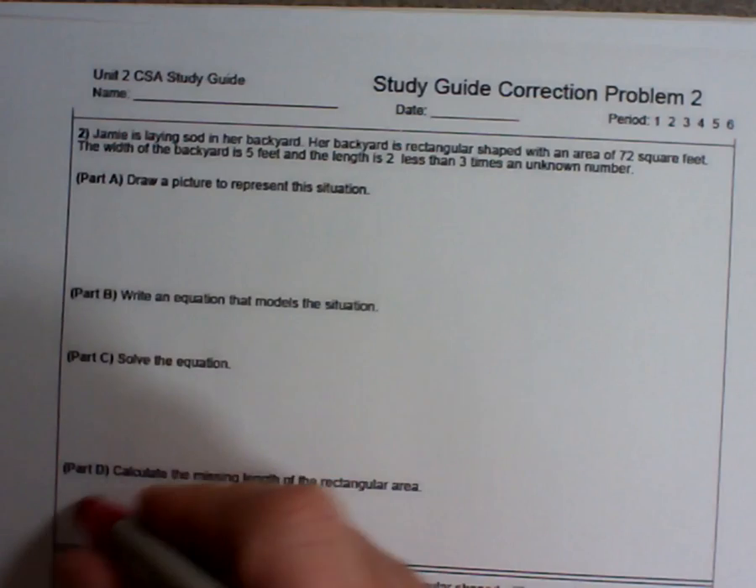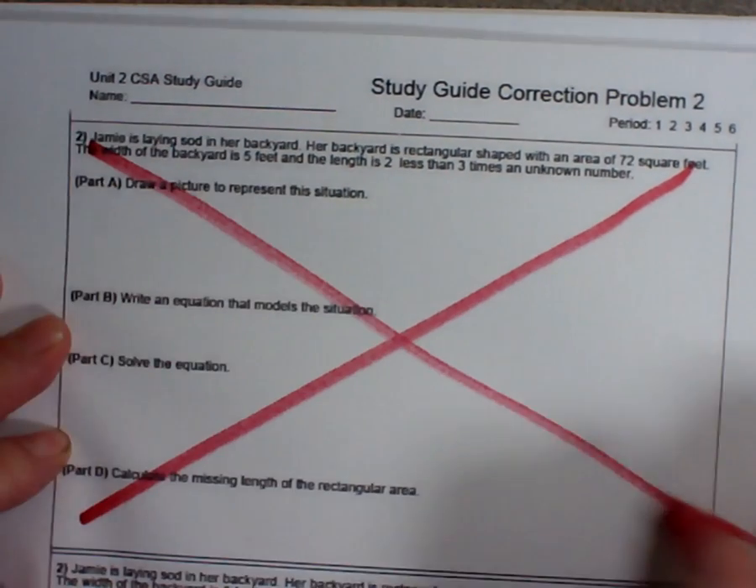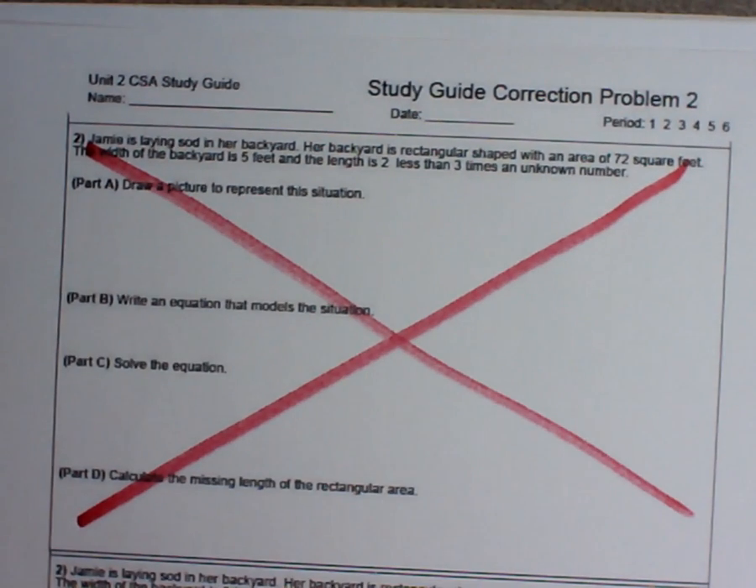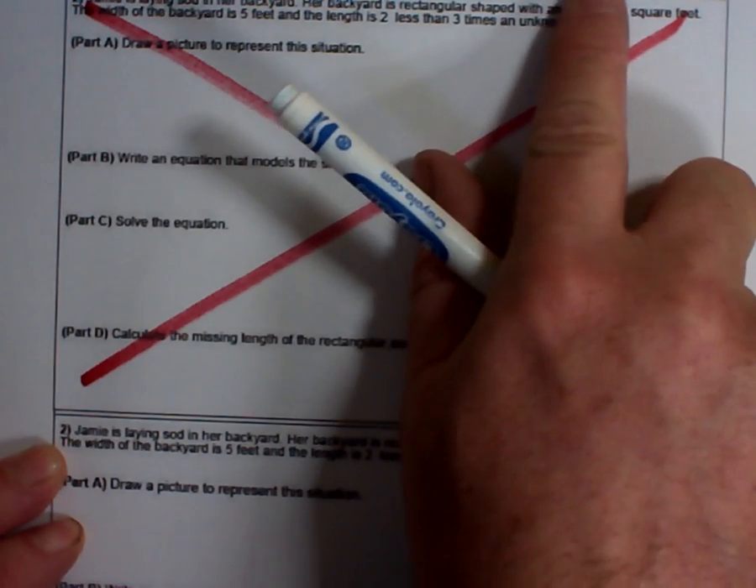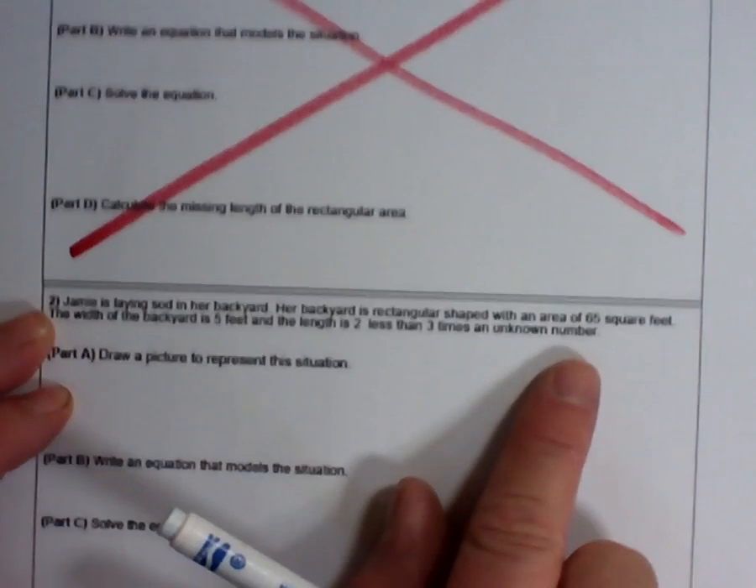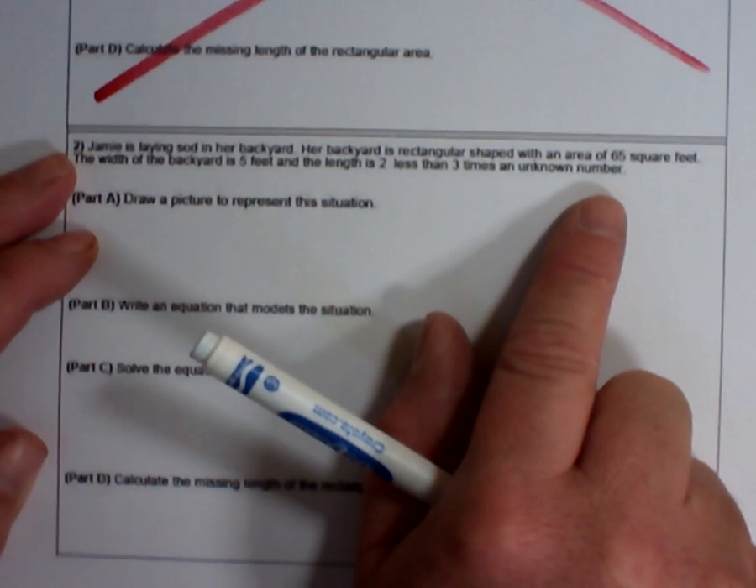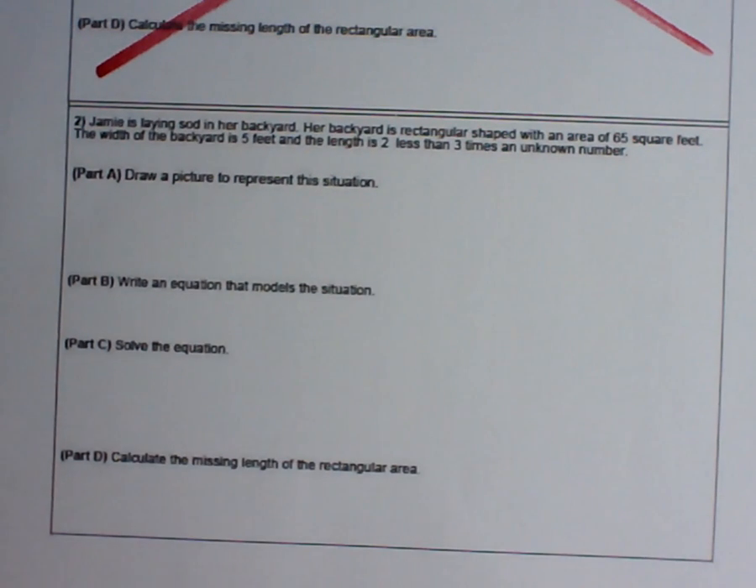You will be receiving today something called Study Guide Correction Problem 2. Just to be on the safe side, the one that says 72 square feet, you put a big X through that. We're not going to do that problem. We are going to solve a problem here. We're going to change 72 square feet to one that works a little bit better, 65 square feet. And we're going to solve it for area this time, and that's okay.